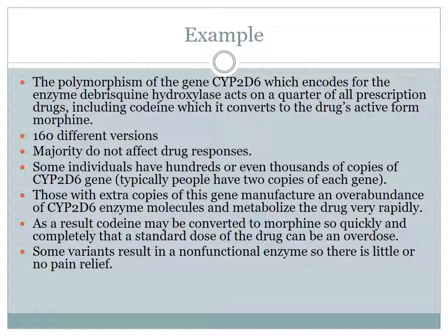Typically, people have 2 copies of each gene. Those with extra copies of the gene manufacture an overabundance of the enzyme molecules and metabolize the drug very rapidly. As a result, codeine may be converted to morphine so quickly and completely that a standard dose of the drug can be an overdose. Some variants result in non-functional enzymes, so there is little or no pain relief.